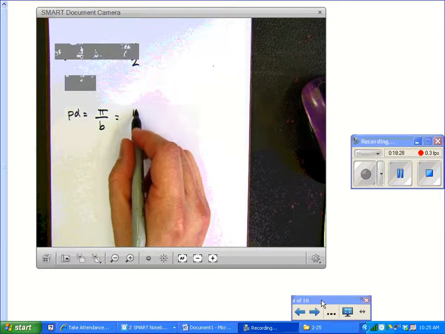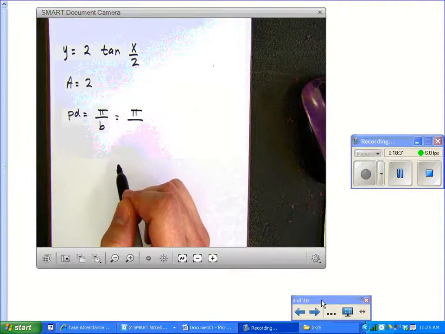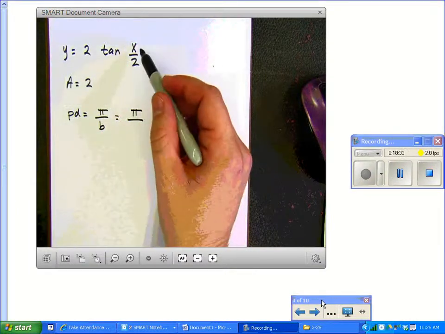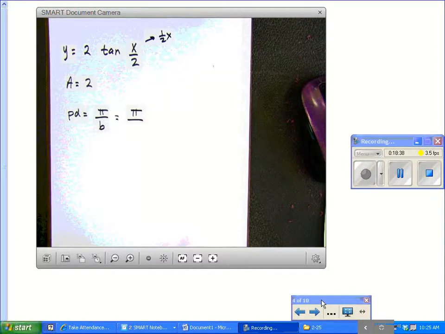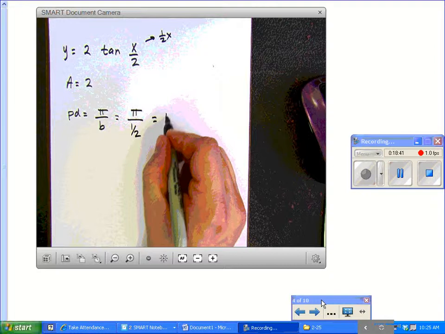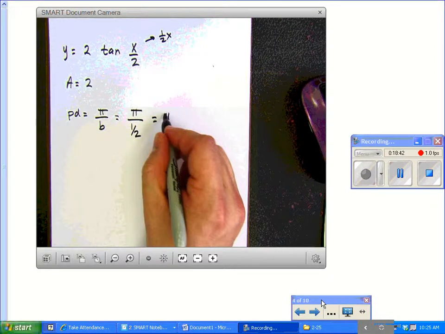Pi divided by, what's our b value? 1/2. Okay, because that's like 1/2 x, right? So it'd be pi divided by half. So we'll say pi times 2, which would be 2 pi.